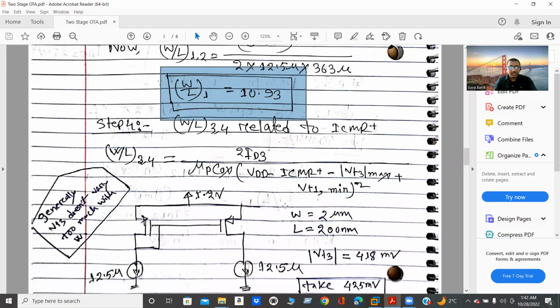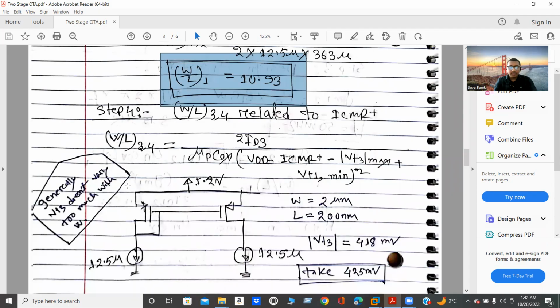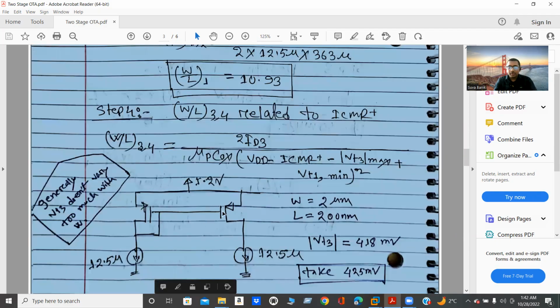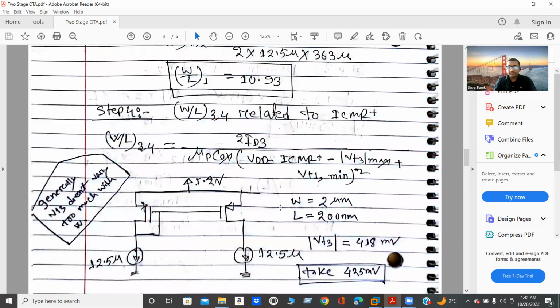Now I would like to design my top PMOS, these two PMOS. These two PMOS are in a current mirror configuration. I can find the W by L ratio for M3 and M4 using this formula, but here I also have some difficulty. This transistor is related to my ICMR plus value, which I estimated as 0.9 volt.